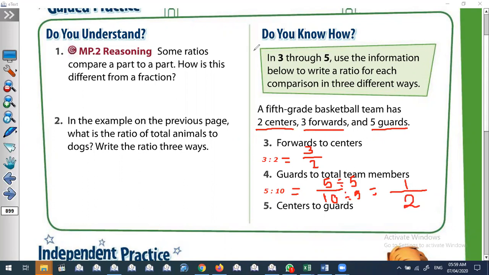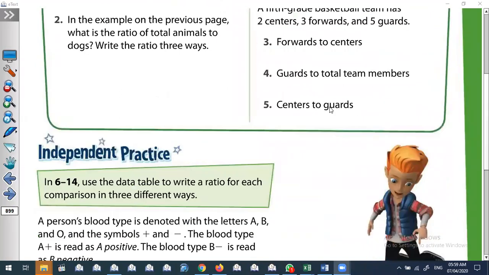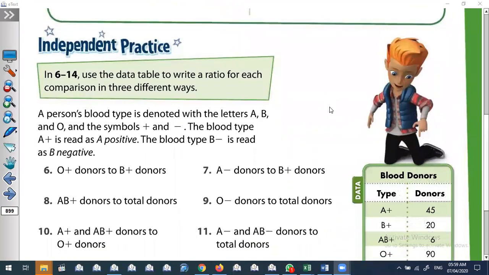The next one, centers to guards. Centers are 2. To is like that. Guards 5. 2 to 5, I can write it like that, like a fraction, no problem. They are the same. 2 over 5, or 2 to 5. The next exercise. So the order of the ratio is very important.